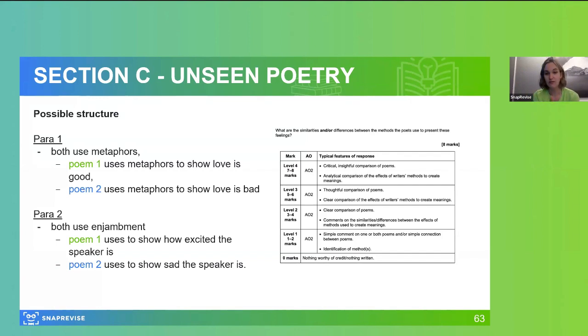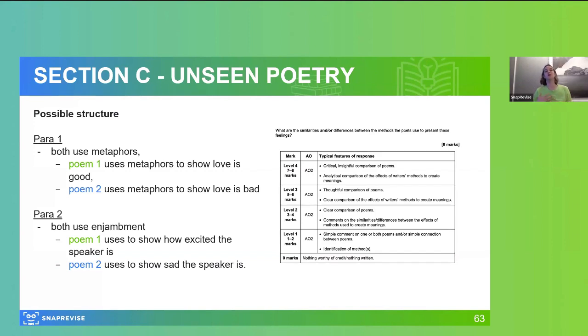Level 2, you have a clear comparison. You're commenting on the effects of the methods used to create meanings. Level 3, you're thoughtful in your comparison of the poems. You're using a clear comparison of the effects of writers' methods to create meanings. And then finally, up to level 4, which is your highest end marks, you are critical, you're insightful in your comparison. It's an analytical comparison of the effects of the writer's methods to create meanings.